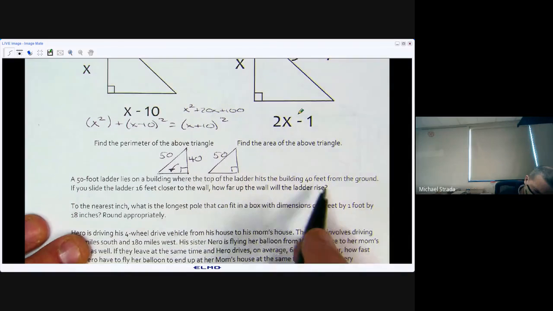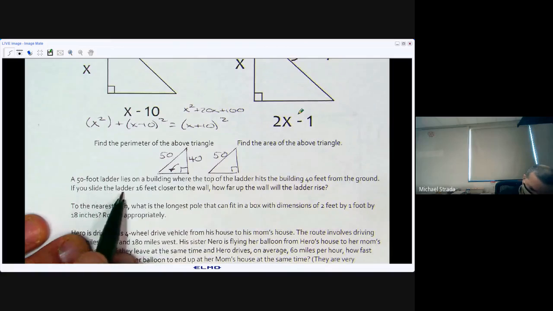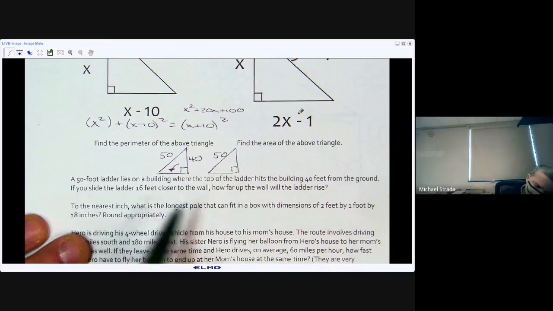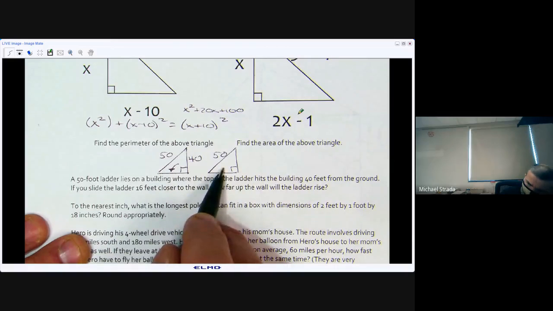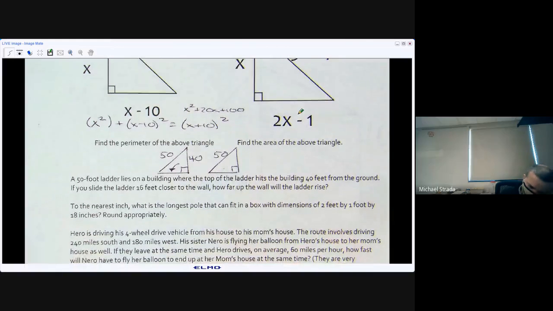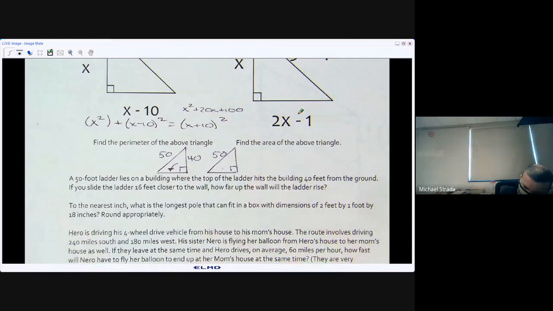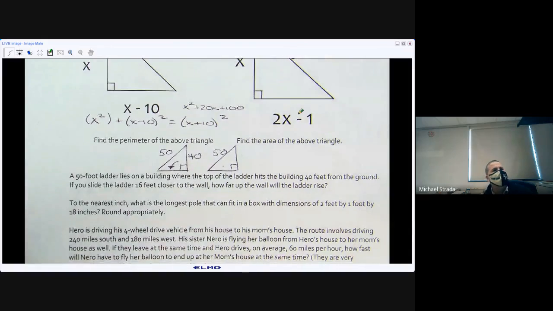Yes, it then says this: you slide the ladder 16 feet closer to the wall. If you use Pythagorean theorem there, can you then get 16 to get the new side there as well? Yes. And then you use Pythagorean theorem there. It will not be 16, just so you know. All right.